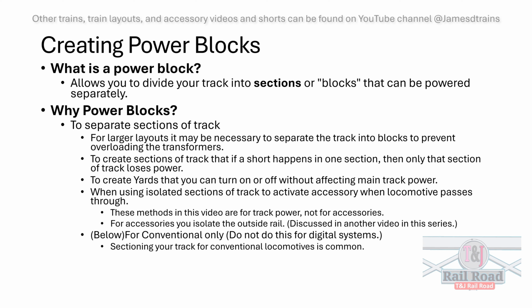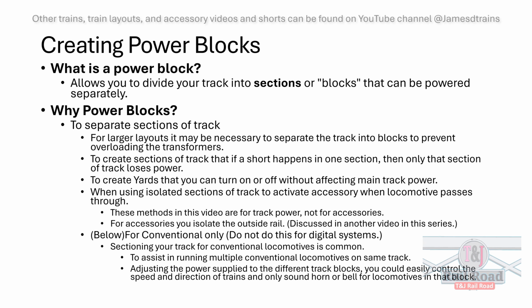Sectioning your track for conventional locomotives is common, to assist in running multiple conventional locomotives on the same track. By adjusting the power supplied to the different track blocks, you could easily control the speed and direction of trains and only sound the horn or bell for locomotives in that block.